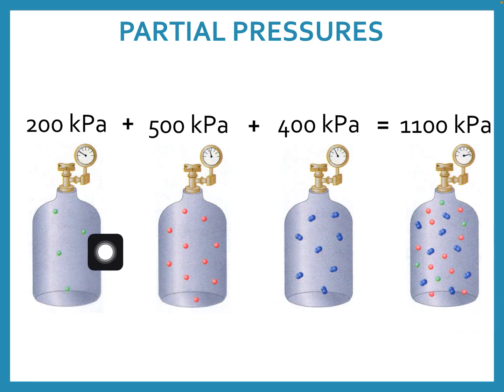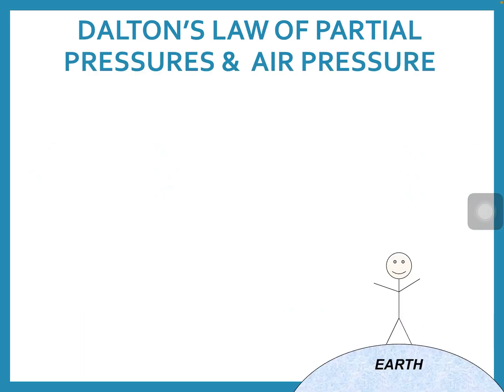So the pressure of the particles of the green gas here is 200 kilopascals. It's still 200 kilopascals in here, but the total overall, because we also have the red gas and the blue gas, which are 500 and 400 respectively, our total pressure here is 1,100 kilopascals. So Dalton's law states that we add up the partial pressures to get the final pressure.